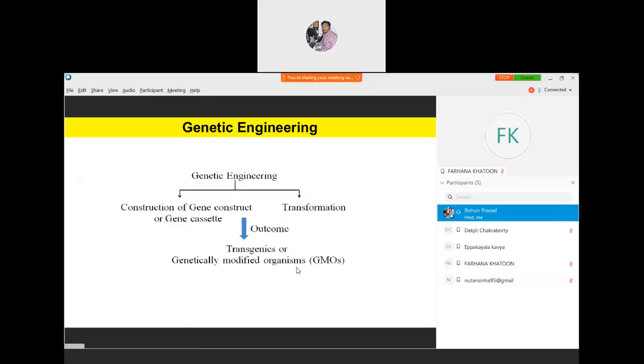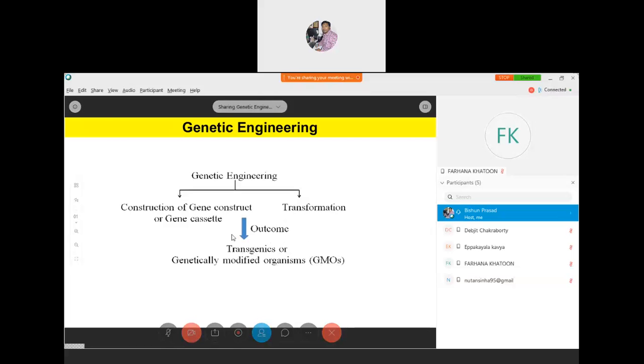The difference between conventional hybrids or conventional breeding programs and genetic engineering is the use of a technology known as recombinant DNA technology. If any variety or organism is modified using recombinant DNA technology, then only can we say that it's a transgenic or genetically modified organism.